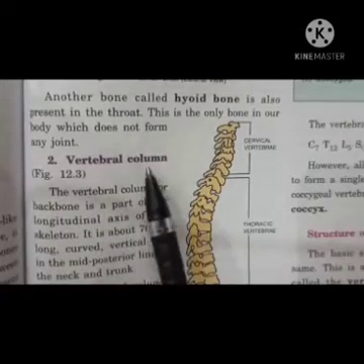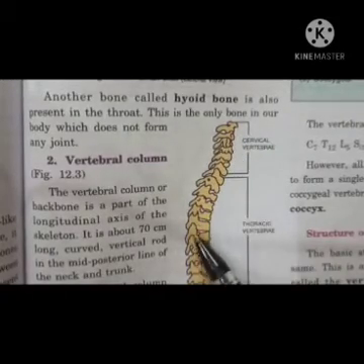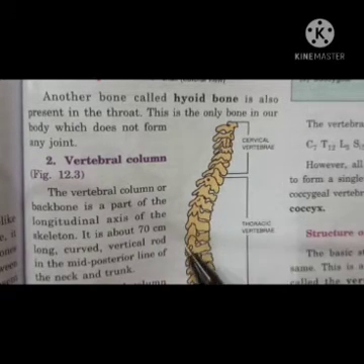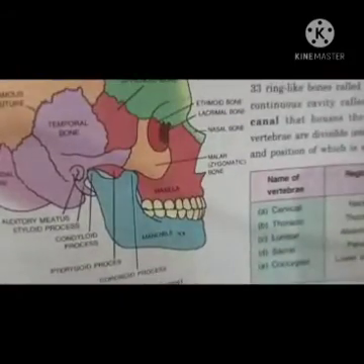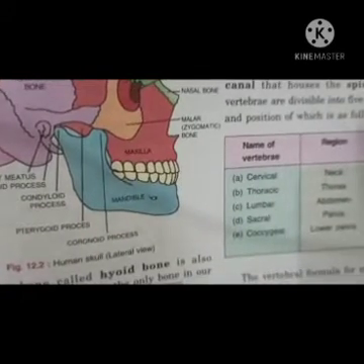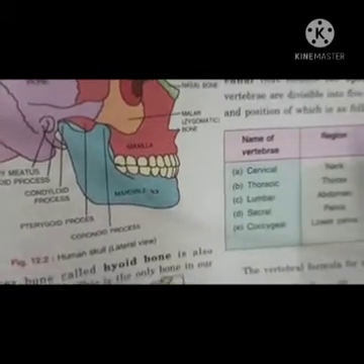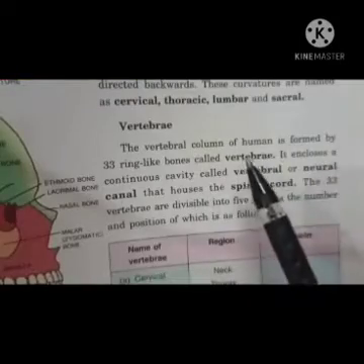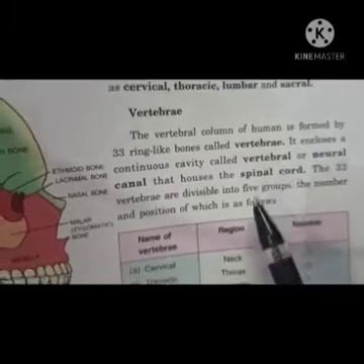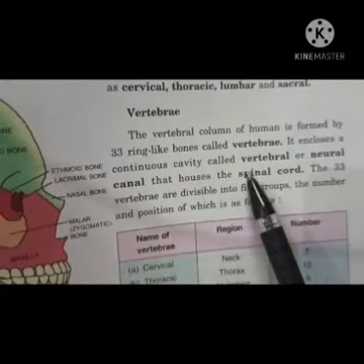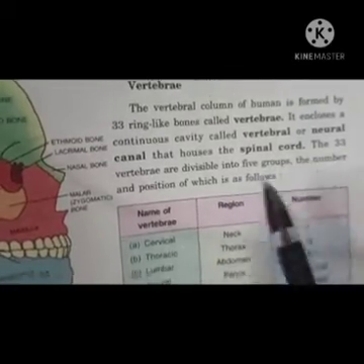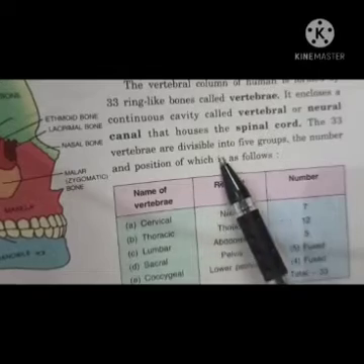Now next is the vertebral column. What is the function of the vertebral column? It protects the spinal cord. It consists of a total of 33 bones, or vertebrae. The vertebral column of a human is formed by 33 ring-like bones called vertebrae, and it encloses a continuous cavity called the vertebral or neural canal, which houses and protects the spinal cord. The 33 vertebrae are divided into 5 groups.